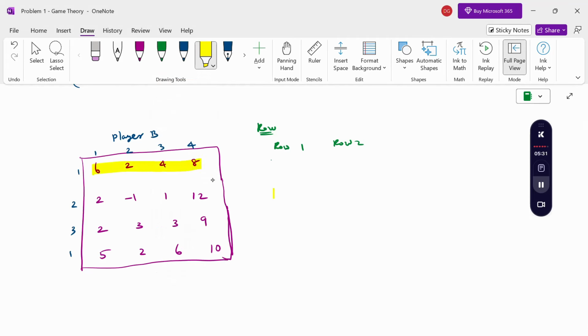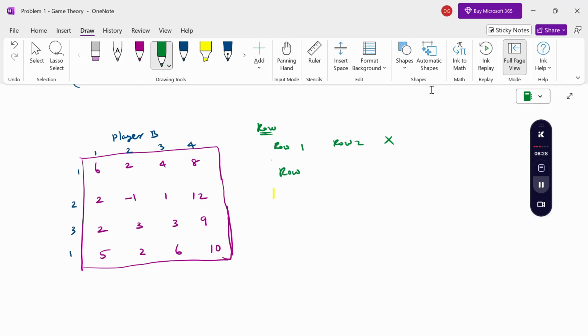When I compare these two rows, 6 is maximum, the next value 2 is maximum, the next value 4 is maximum, but the next 12 is maximum. Row wise, all values must be either minimum or maximum when we compare two rows. But here the comparison is not possible for row 1 and row 2, because the values do not match properly.